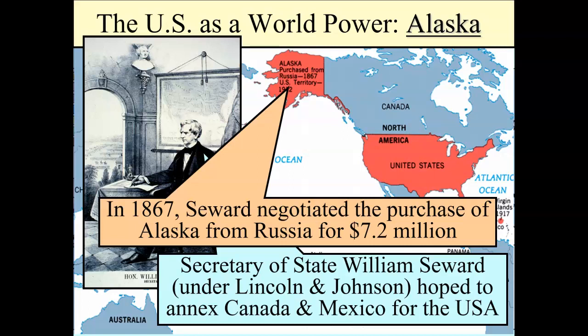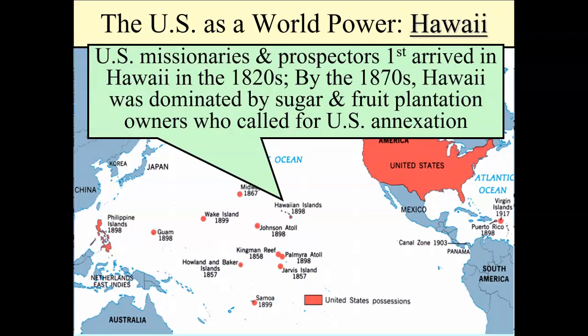And there are even plans at this time. So even under Lincoln's presidency and Andrew Johnson's presidency, there's hope to acquire Canada and Mexico for the United States. So Americans are thinking outward, okay? And certainly there becomes interest in Hawaii.